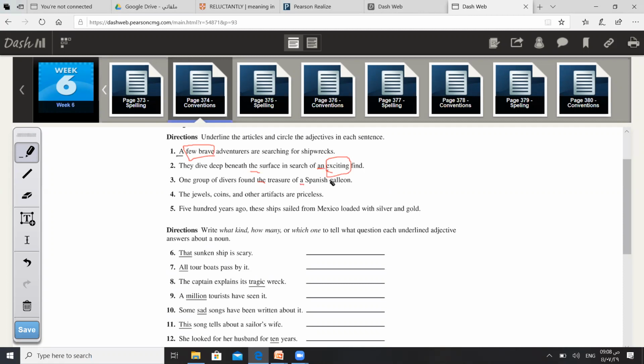Spanish galleon. Spanish, and we have a number here. One. Yes, one. Good. "The jewels, coins, and other artifacts are priceless." That is an article. Priceless. The article is "the." Yes, an article. What else? Where is the adjective? Adjective: priceless, and others.